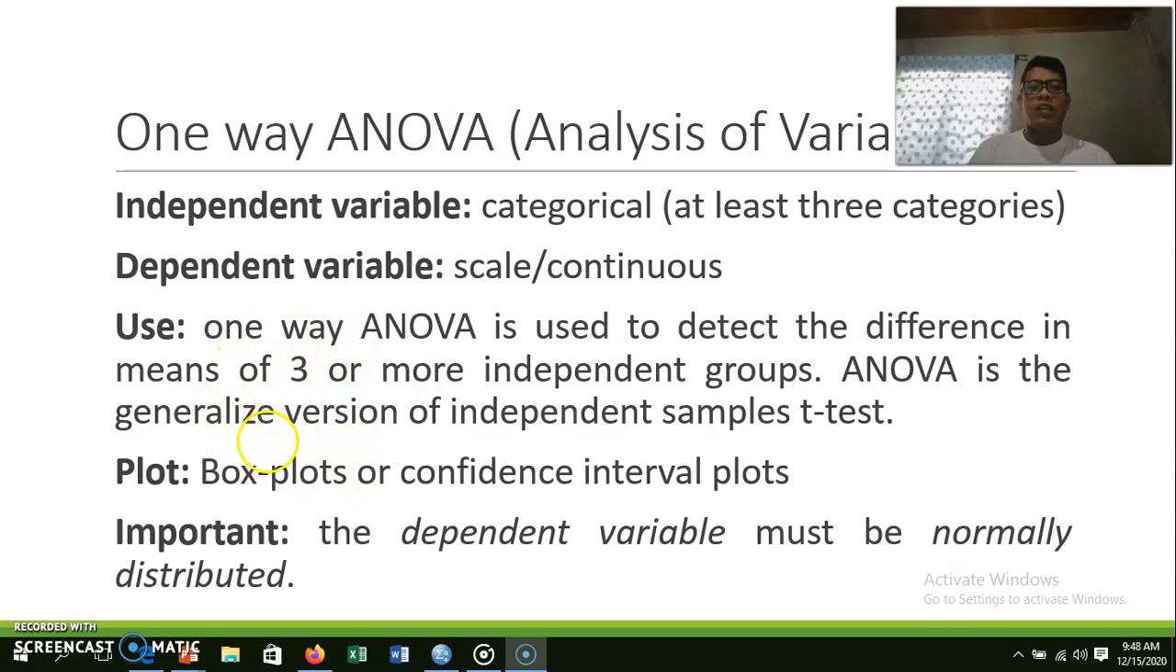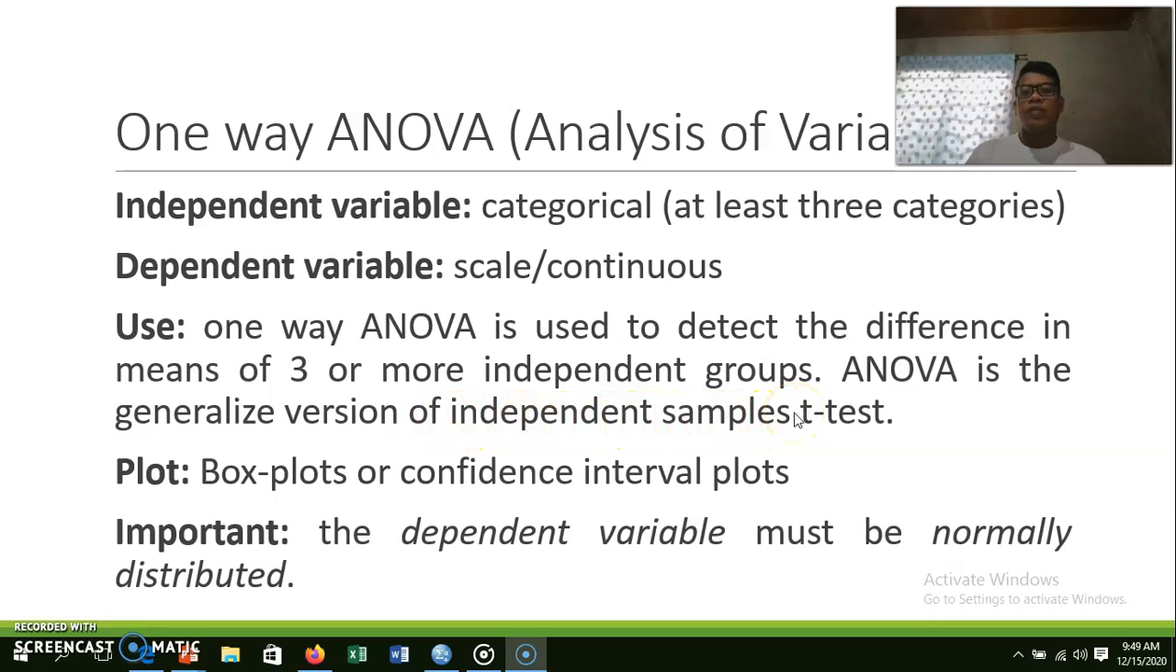So let's try another statistical test, which is the one-way ANOVA, or what we call analysis of variance. When do we use analysis of variance, or one-way ANOVA? It is used to test differences in means of three or more independent groups. ANOVA is the generalized version of the independent samples t-test.